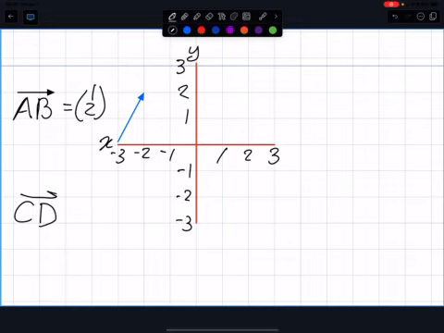You have a second vector at the coordinates -2, 2. That's the coordinate. You have the vector 2, 1. At the coordinate -2, 2, you have the vector 2, 1.